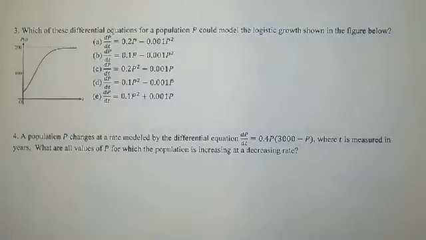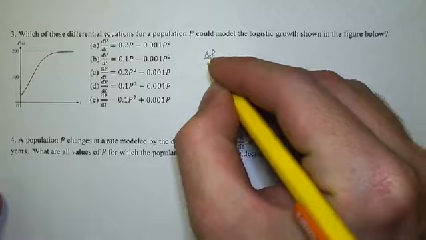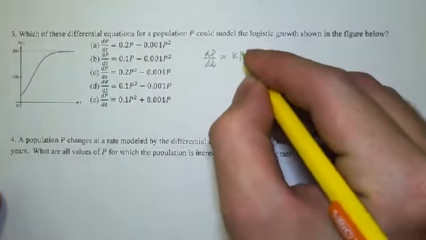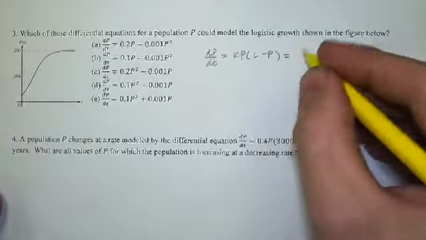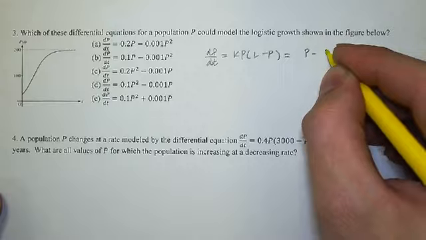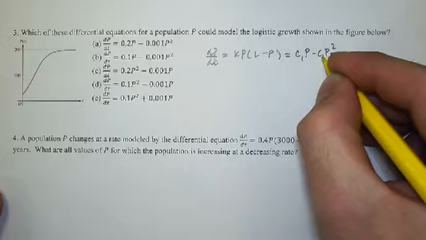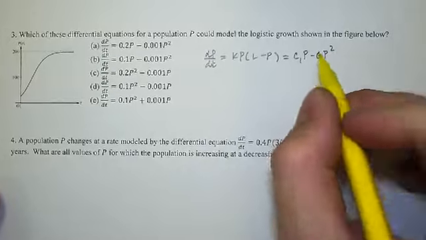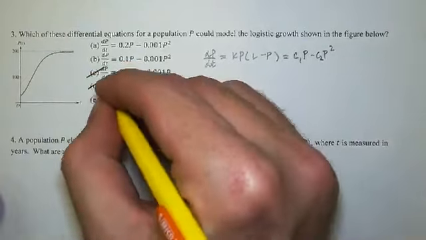Okay, which of these differential equations could model the logistic growth shown in the figure below? Well, basically all they've told us is that the carrying capacity is 200. So what I'm going to need to do, I know that the logistic differential equation has the form dP/dt is kP times (L minus P). But that's basically some number of P's and some other number of P squared subtracted. So based on that, I'm going to go ahead and eliminate answer choices C, D, and E, right?